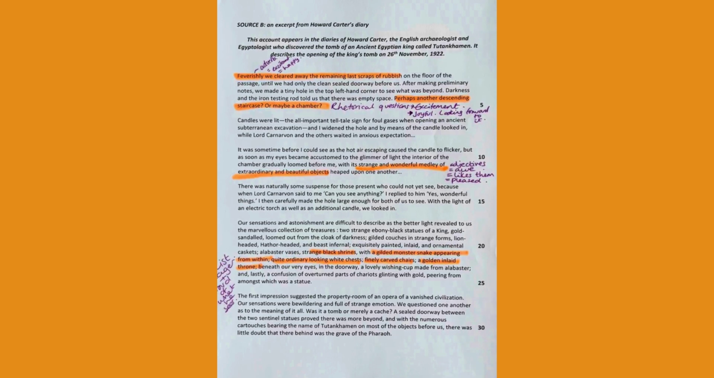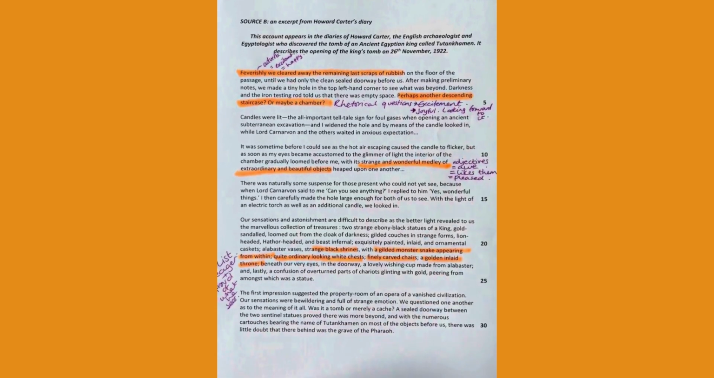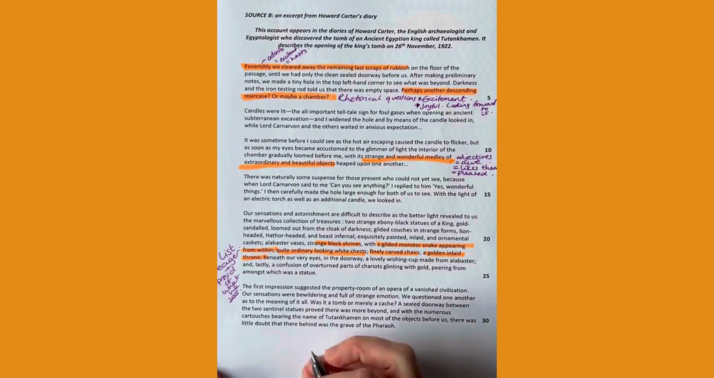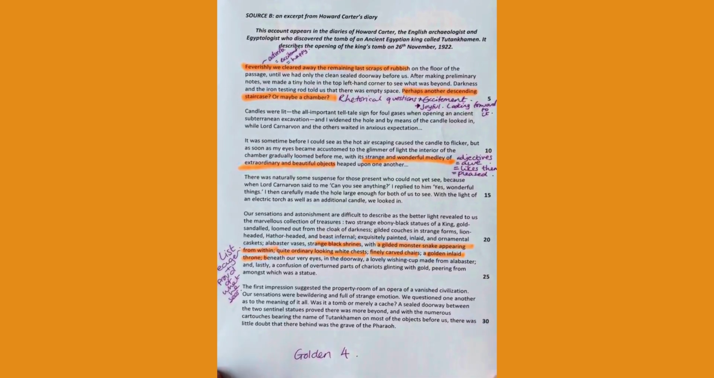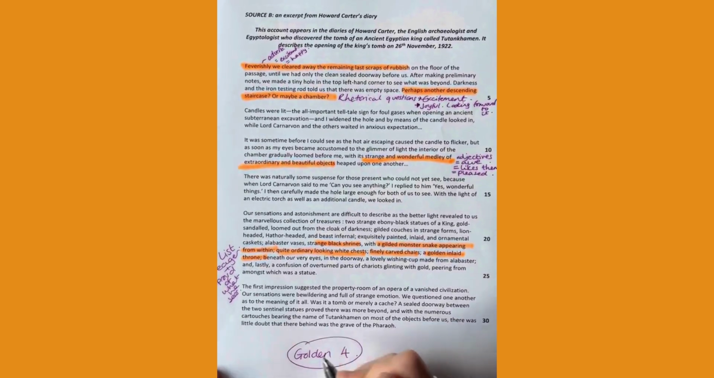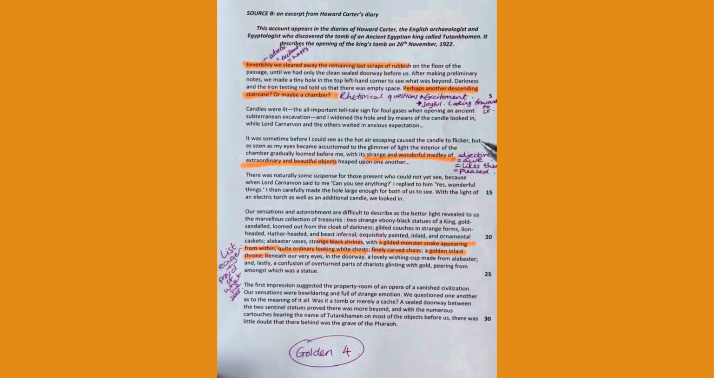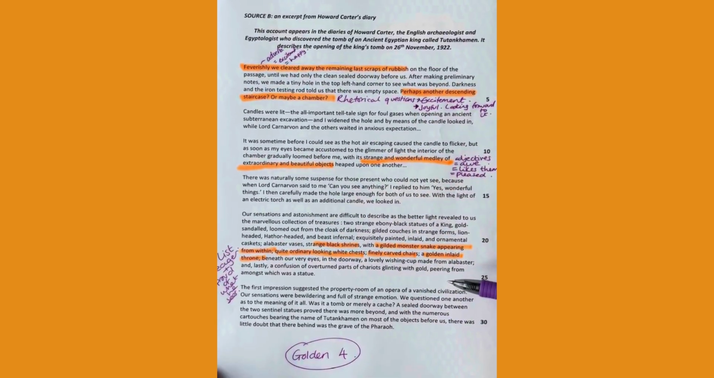So very similar to paper 1, question 2 nugget. What you do after you've annotated as much as you can, you need to go back and find your golden 4. Okay, your golden 4, you're going to find 4 ideas that you can write about for this question. Pick the ones that you have the most to talk about with the effects.